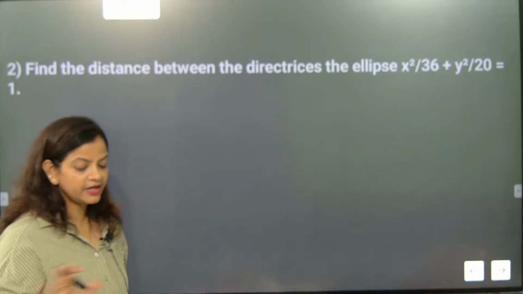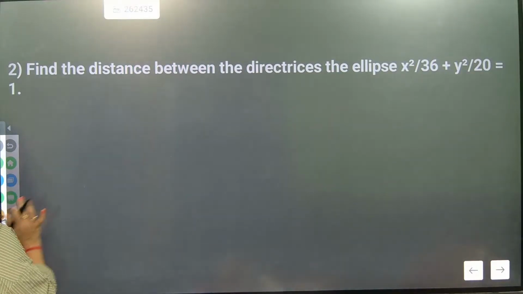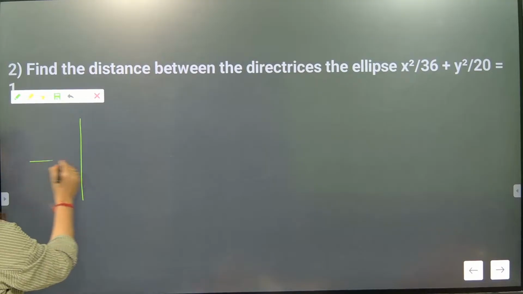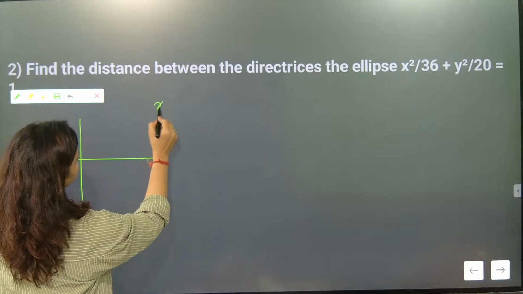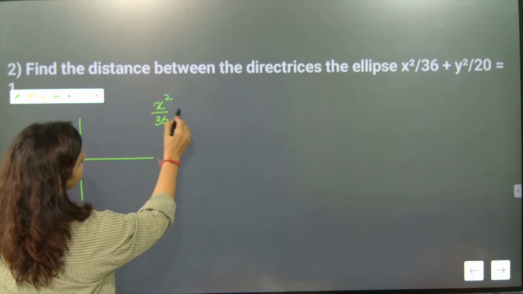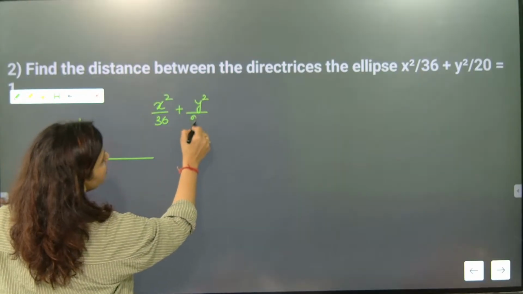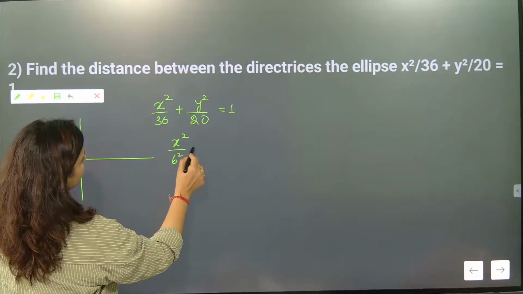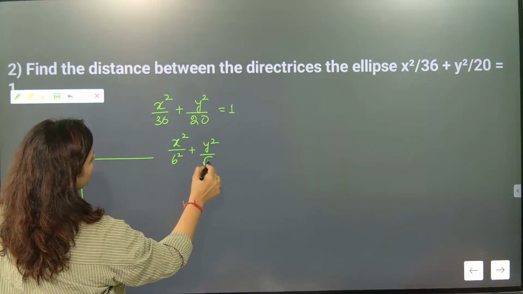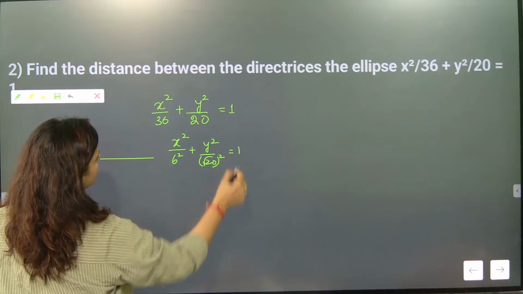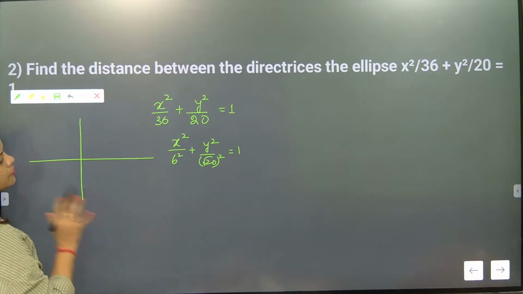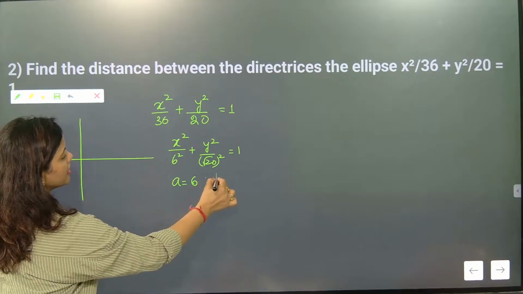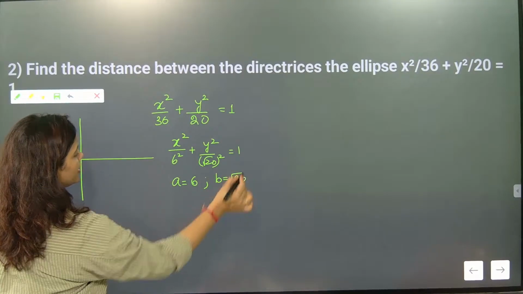First, don't check here and there. First, you just check only one thing: how the ellipse is exactly going to be. First is your ellipse equation. We are going to check. It is x square by 36 plus y square by 20 equal to 1. That means x square by 6 square plus y square by root 20 whole square equal to 1. Got it? This is the most important thing. So now, beta, a value is coming as 6 and b value is coming as root 20.